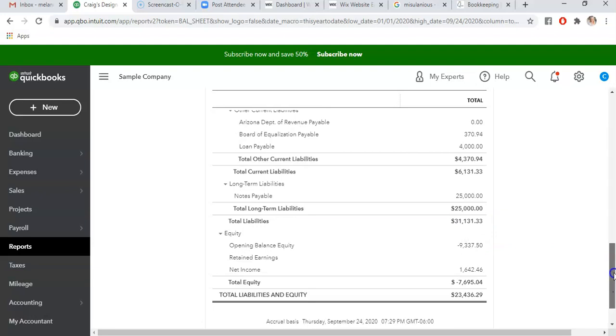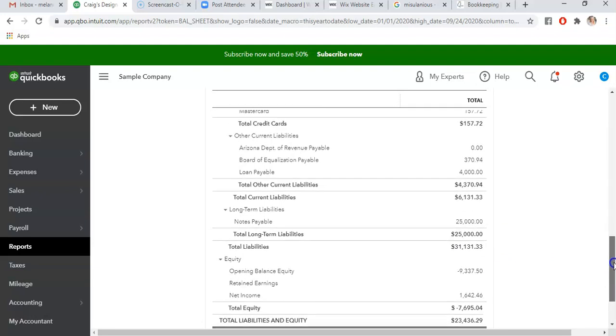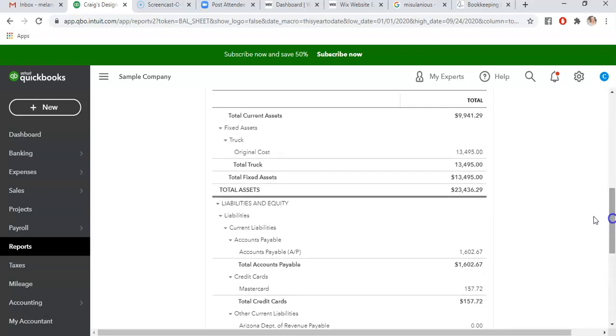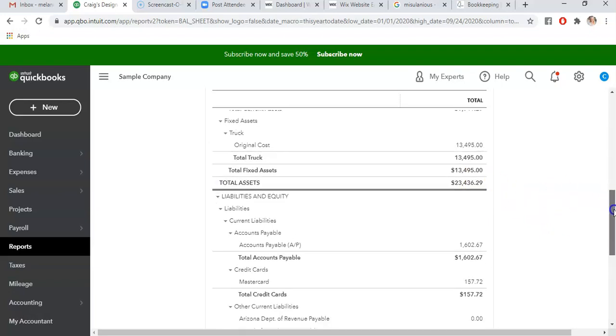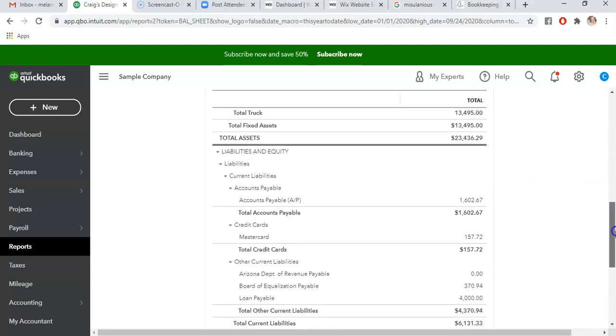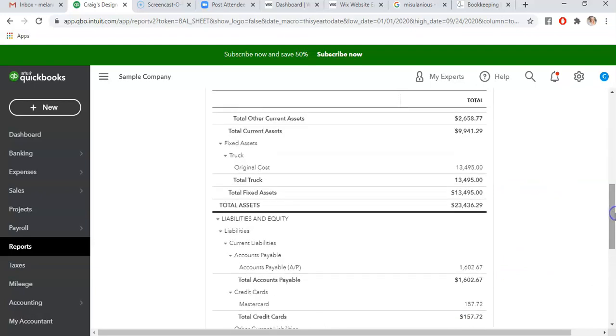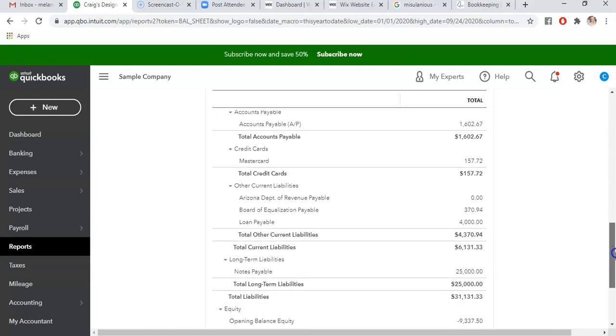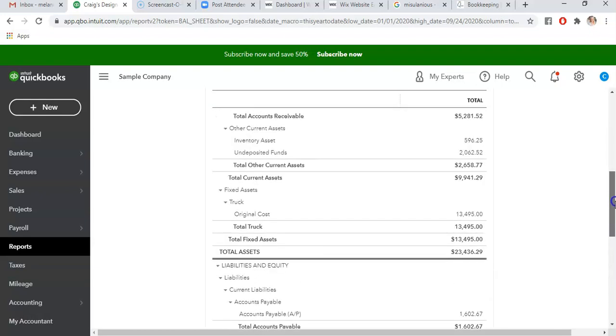And just a little reminder that on the balance sheet, the total assets must equal the liabilities and equity. If you're using a program like QuickBooks, it will balance out itself. If you are trying to do this in Excel, then you need to make sure those are balanced, because that's the whole point.